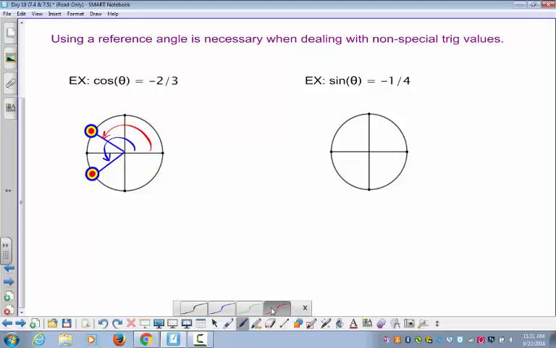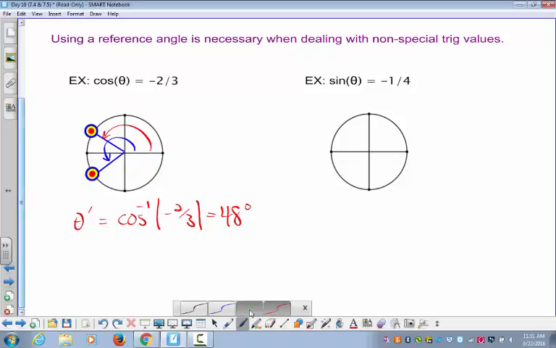It's not a special one, so you're going to have to use calculator. How do we find theta prime? Yeah, inverse cosine of the absolute value. And what do we get to the nearest degree? Once again? 48. 48, thank you. 48 degrees. So the two groups of solutions that we have are in quadrants 2 and 3. And they both have the same reference angle.